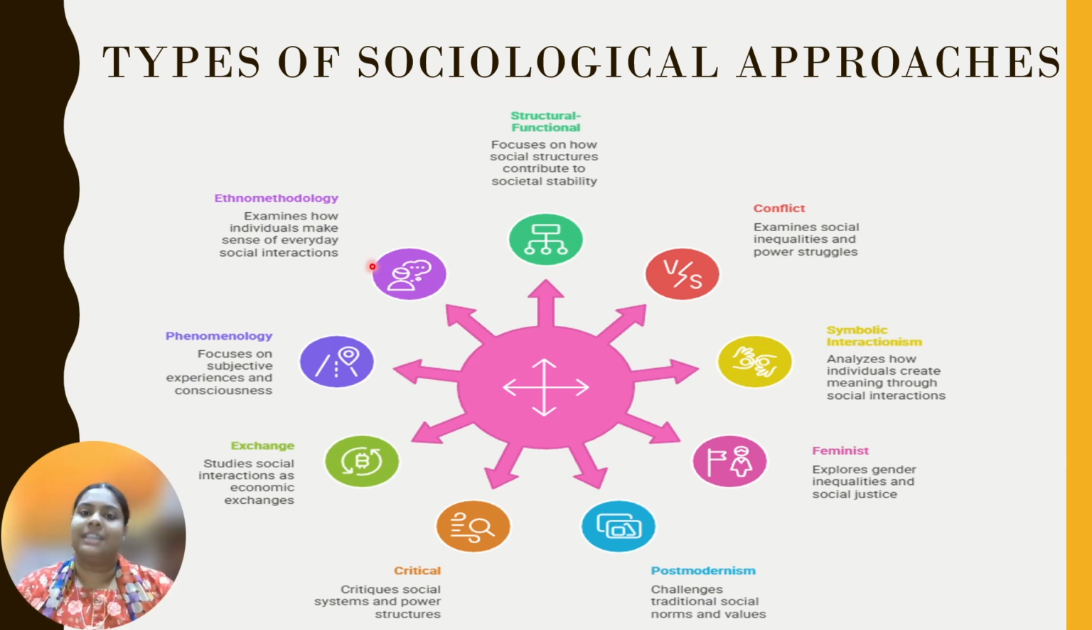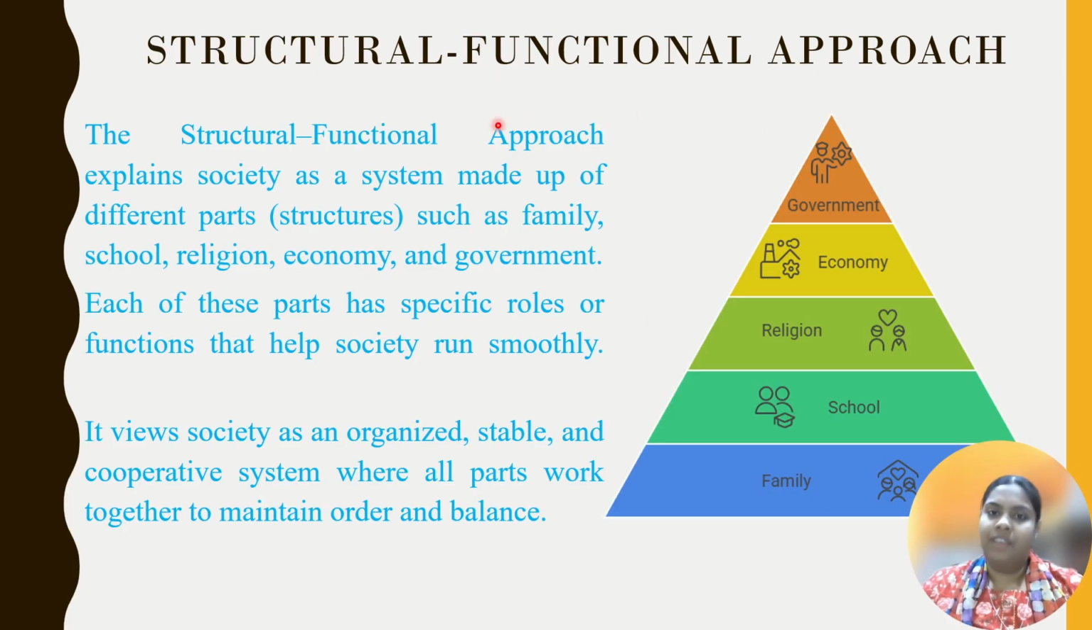Now let's move on to the next slide. Here we will understand what the structural functional approach means. It states that a society is made up of various parts like government, economy, religion, school and family. These parts work together to maintain a balance in the society. Also, their working is very organized, stable and cooperative. These parts work together in order to maintain the stability of the society. Now, let's see various theoretical perspectives related to the structural functional approach.